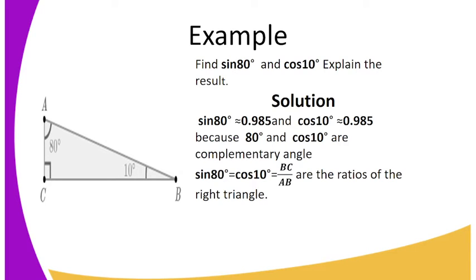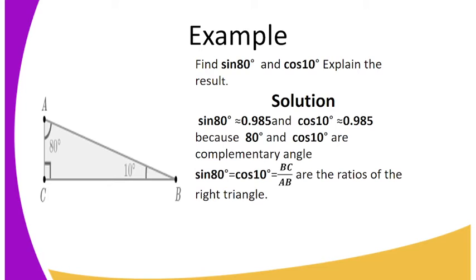For example, find sine 80 degrees and cos 10 degrees. Explain the result. So the solution, sine 80 degrees from our table or from your calculator, in your calculator just put sine and then put 80 degrees, you will get 0.985, and cos 10 degrees is equals to what? 0.985. You can see because 80 and 10 are complementary. 80 plus 10 you get 90. So they are complementary. So sine 80 and cos 10 are equal because they are complementary.